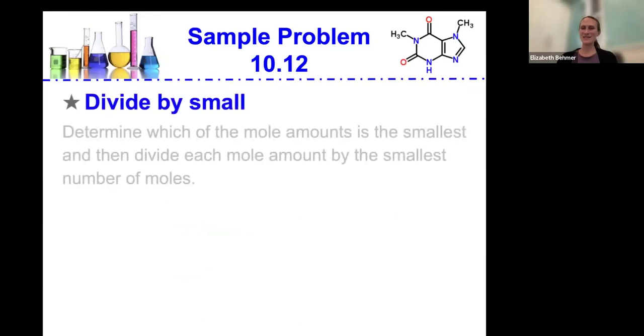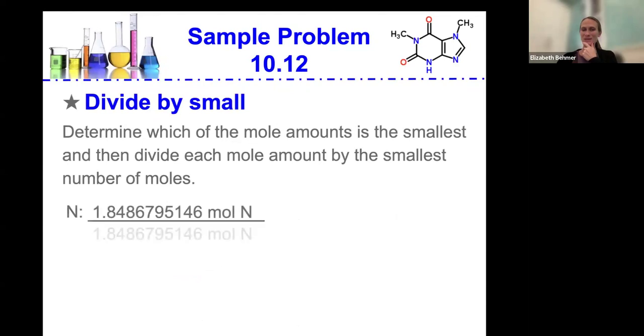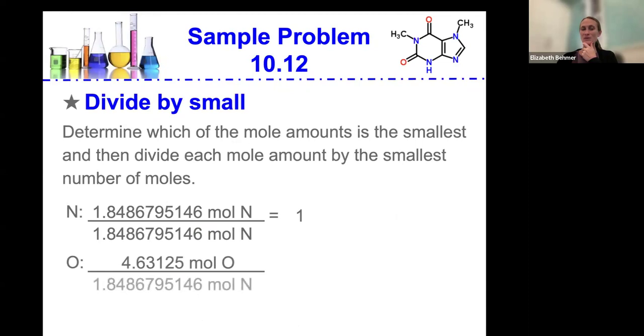And then divide by small: determine which of the mole amounts is the smallest, and then divide each mole amount by the smallest number of moles. So nitrogen had the smallest number of moles, and that will give us 1. And then we take oxygen and we divide it by the smallest number of moles. So does that make sense? We'll determine which of the mole amounts is the smallest, and then divide each mole amount by that smallest number of moles. So we'll get 1 for nitrogen, and we'll get 2.5051665058 for the oxygen ratio.